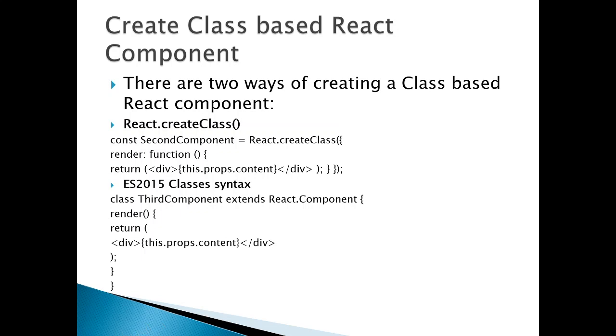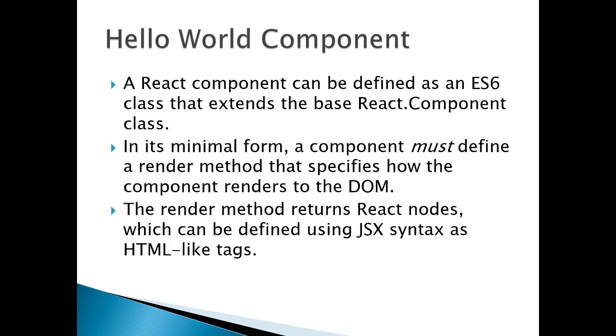So these are the two mechanisms with which we can create the class-based component. A React component can be defined as an ES6 class that extends the base React.Component class. In its minimal form, a class must define a render function. So the render function is a compulsory function that specifies how the component renders to the DOM. The render method returns React nodes which can be defined using JSX syntax as HTML tags. So you can mix and match the JSX syntax as well as you can add the HTML tags into it. It's up to you.